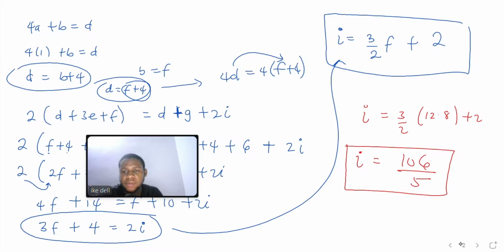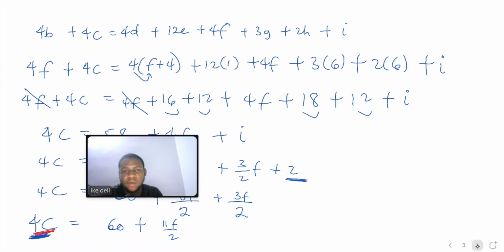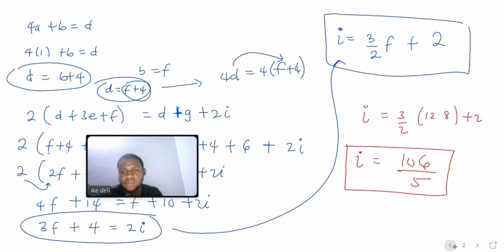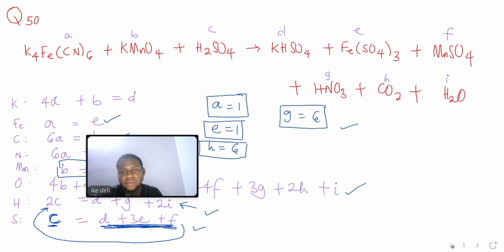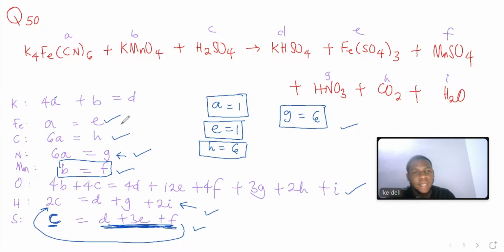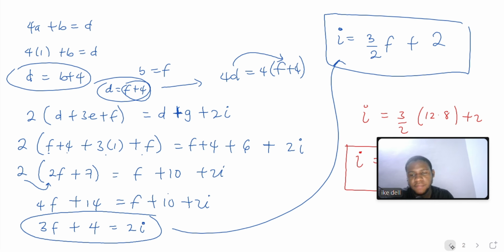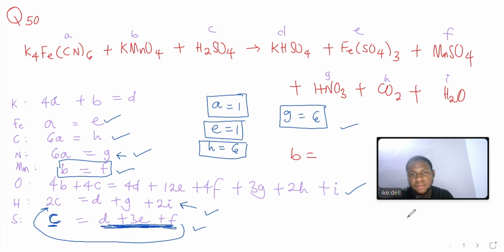Then what else? We've gotten I there. We've gotten f here. We've gotten I here. Let's start from the top. A. What's A? So what's B? B is f. And we've gotten f. So it means that B is equal to, what's f is equal to? 64 over 5. So A, B, what's C?